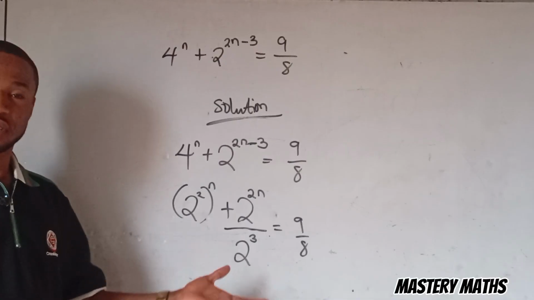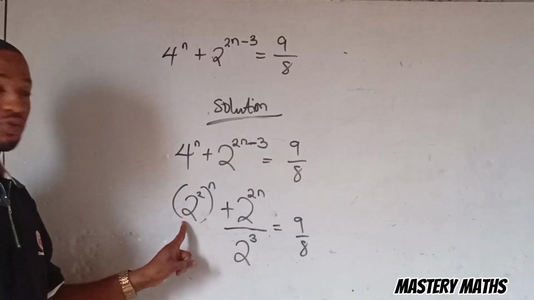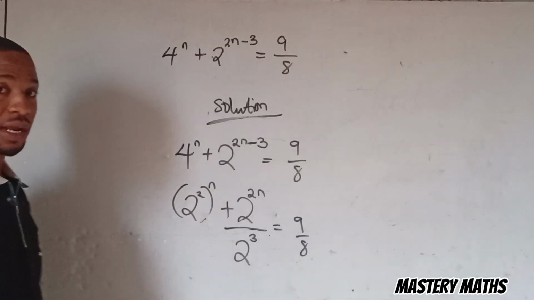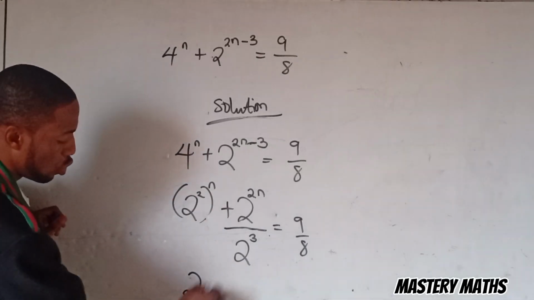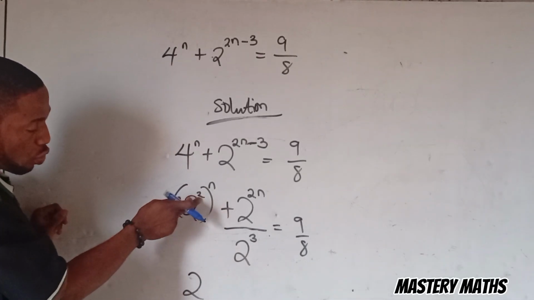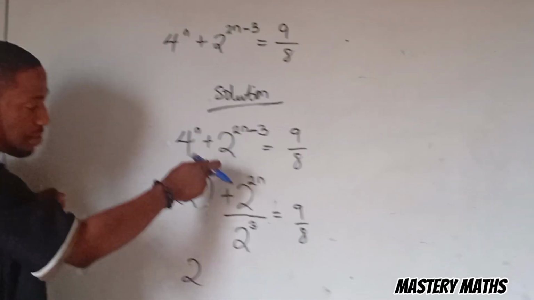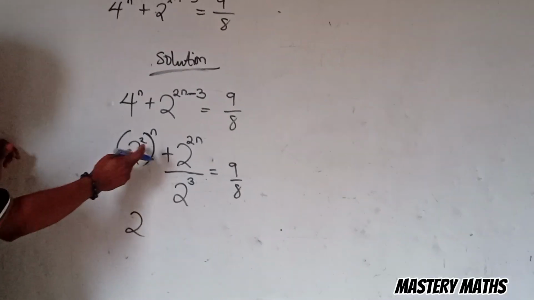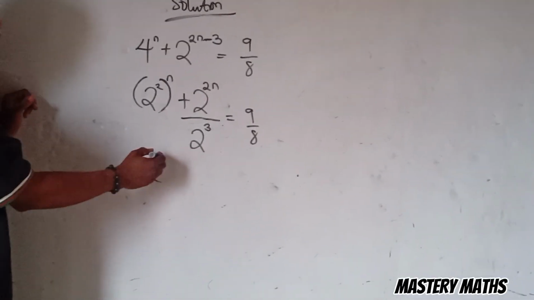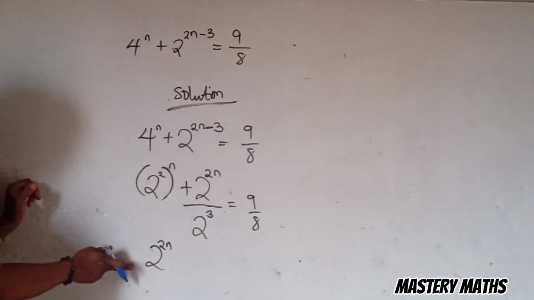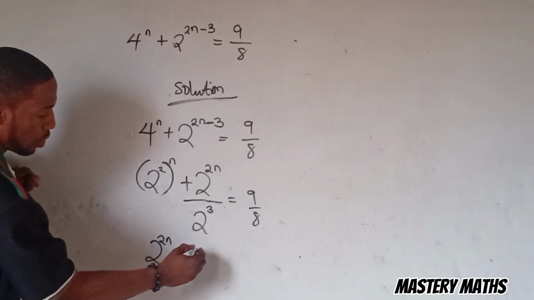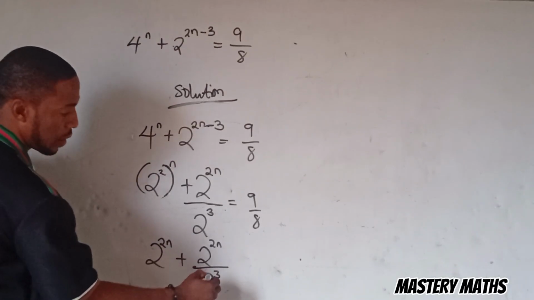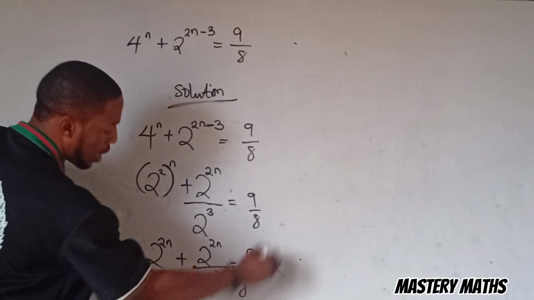Now, after this step, what is the next step? Remember, you have 2 raised to the power of 2, and you have an n there. Now, let's work on the power. Working on the power, you say 2 raised to the power of 2, and this is 2 times n. This bracket here means multiplication sign. So 2 times n will give you 2n. You've seen it now? Now you have your plus 2 raised to the power of 2n over 2 raised to the power of 3 equal to 9 over 8.